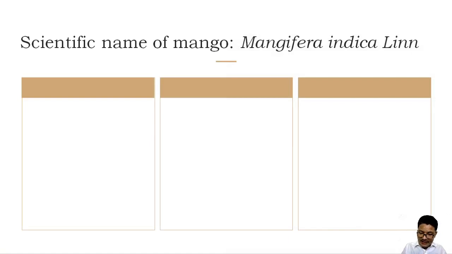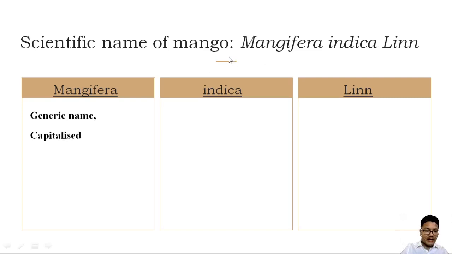So if we look in a little more detail at the scientific name or biological name of mango, then mango is usually called Mangifera indica, and in some books you will find Linn also. I'll try to split the words: Mangifera indica Linn. Mangifera is the generic name. Generic name here refers to the name given to the genera, the name of the genus. Genus is a group used in classifying living organisms.